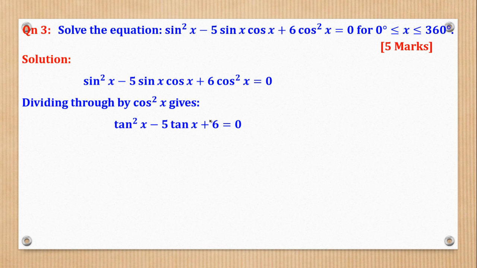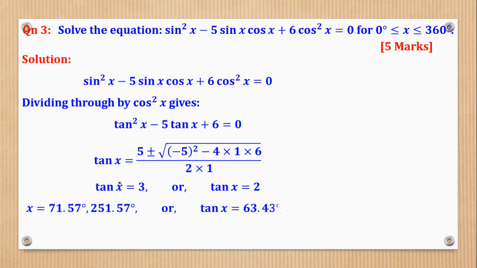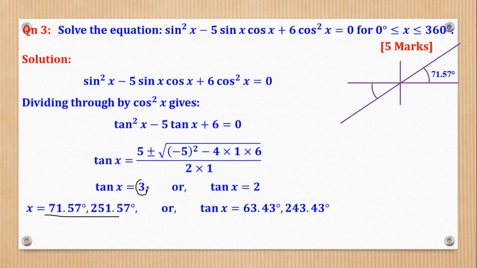Now that is a quadratic equation in tan x, meaning I can solve it using the quadratic formula to get two values of tan x. But remember, they want you to solve for x. So, for tan x equal to 3, these are the two values. How are they got? You come and draw your SOHCAHTOA because tan is positive in the first and third quadrant. So the first angle here is this. The second angle is from here up to here, which is 180 plus 71.57 to give you this. Same applies to this.